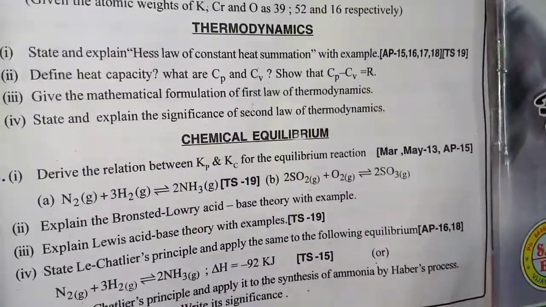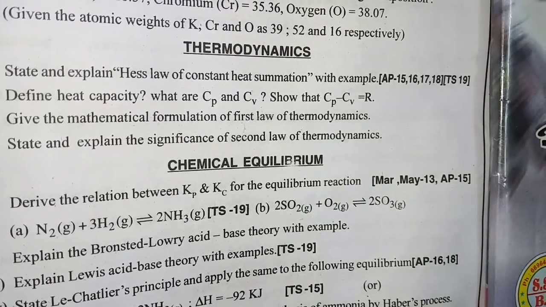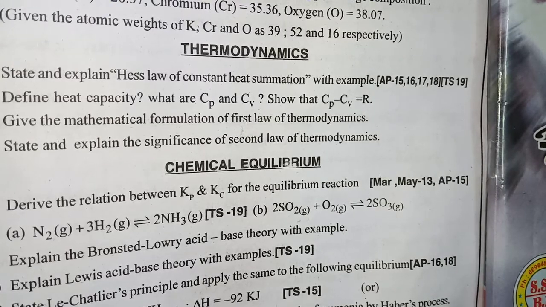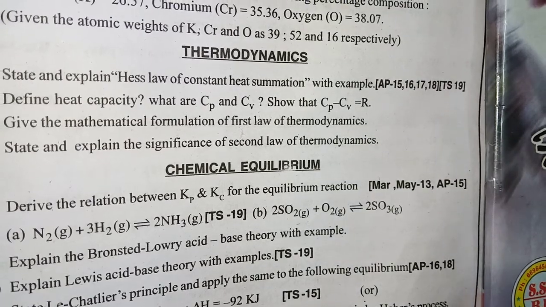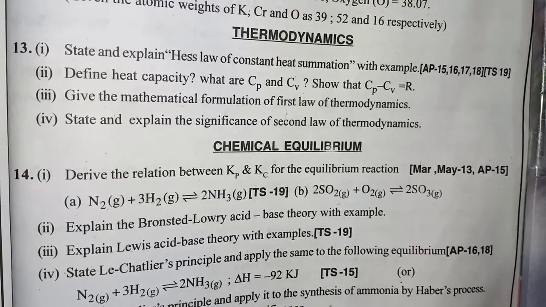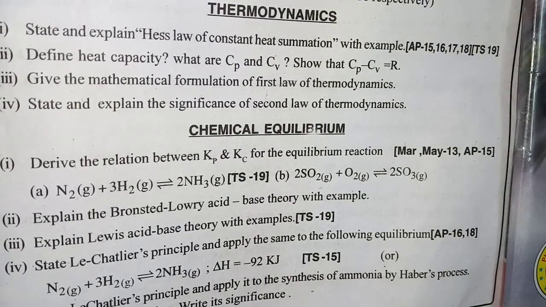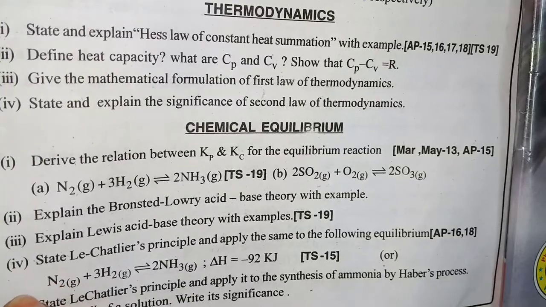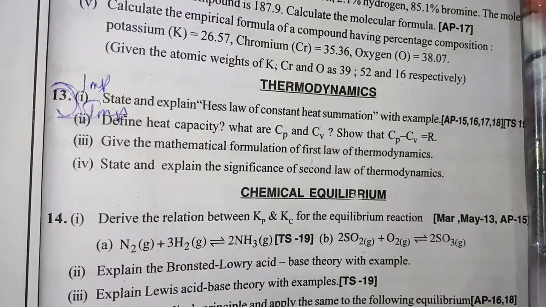When we go on to thermodynamics, the chapter is easy. They give Hess law and the Cp and Cv. The second law of thermodynamics is a little difficult, and the first law of thermodynamics is easy. 13th, state and explain Hess law of constant heat summation with example. This is the most important question, and these two are the most important questions. The 13th question is totally easy in the examination.